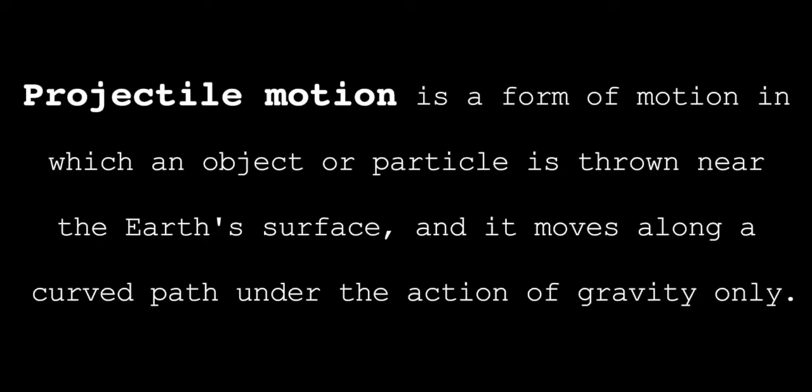The definition of projectile motion is a form of motion in which an object or particle is thrown near the Earth's surface and it moves along a curved path under the action of gravity only. So what this means is that projectile motion is like any other motion, except that the force acting is gravity, which causes the ball to go down in the shape of a parabola.